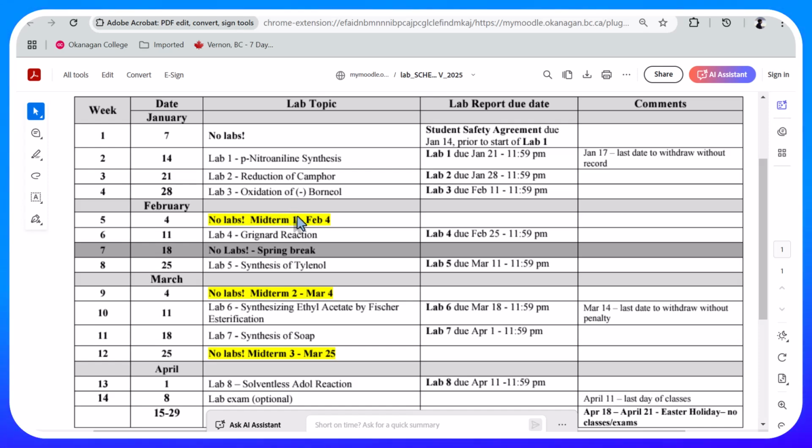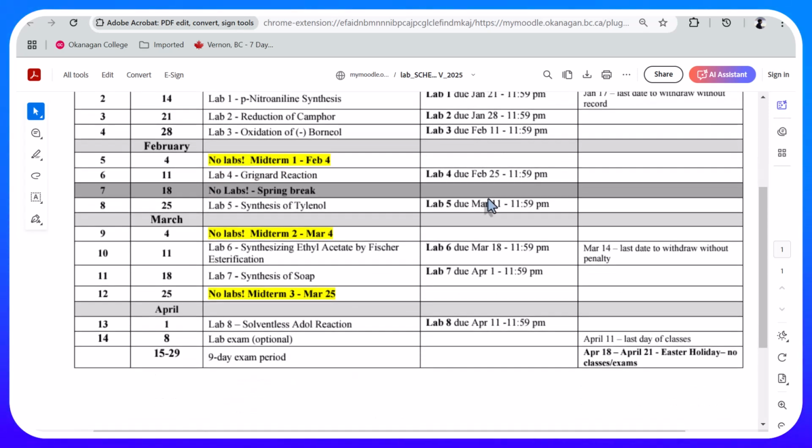So there are no labs on Feb 4th, March 4th, March 25th. But instead, of course, we will have our midterms starting at the 4 p.m. time slot. Of course, I will book a room where we will be more comfortable. In terms of doing the actual lab, you can see that we're starting, for instance, January 14th, Lab 1, and the report for that is typically due for the next lab day, but at 11:59 p.m.